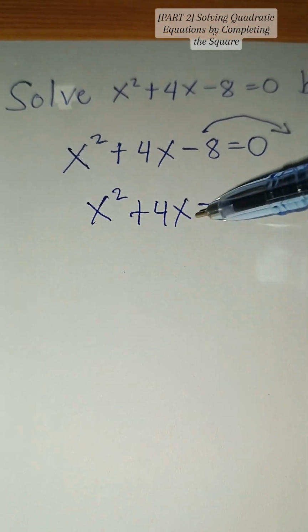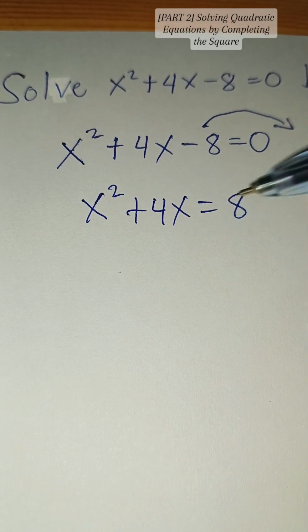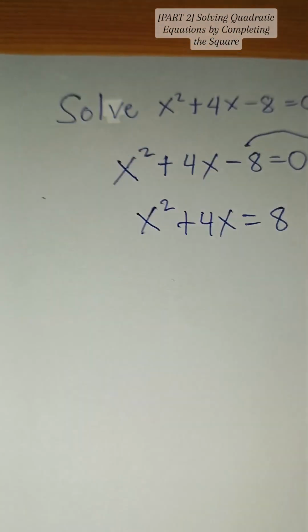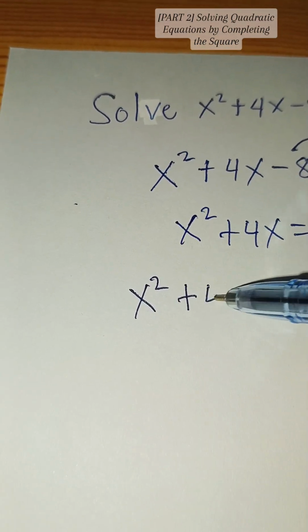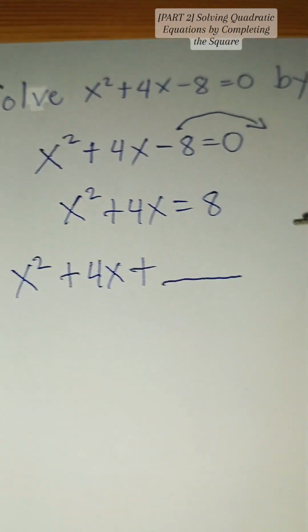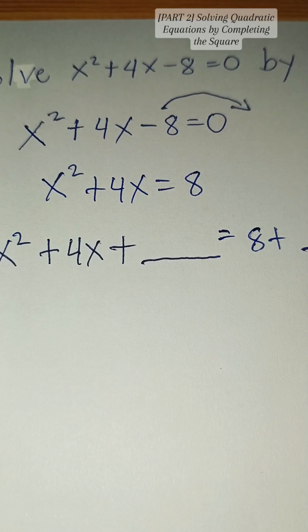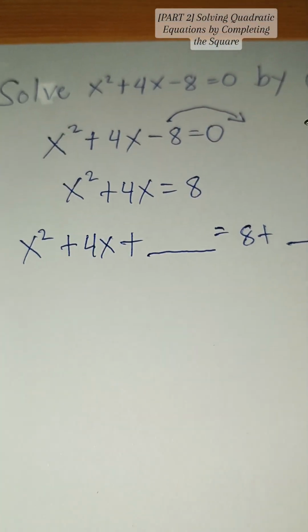Then after that, we're going to obtain the new constant on the left side. Whatever constant we add on the left side, we also add on the right side. So we have x squared plus 4x plus blank equals 8 plus blank. So how are we going to obtain the constant?